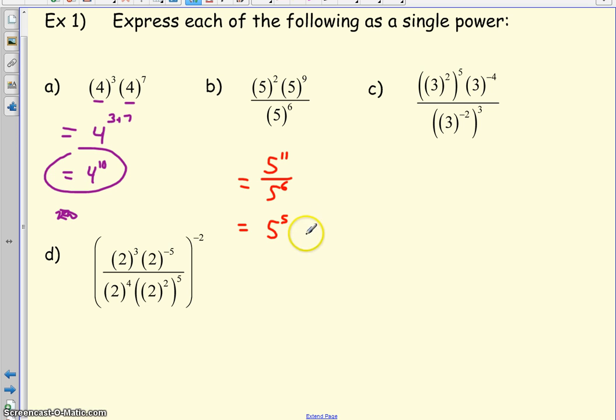Okay. What I'd like you to do now is try C and D on your own, and when you're ready to go through them together, push play, and we'll check to see if we're on the right track.